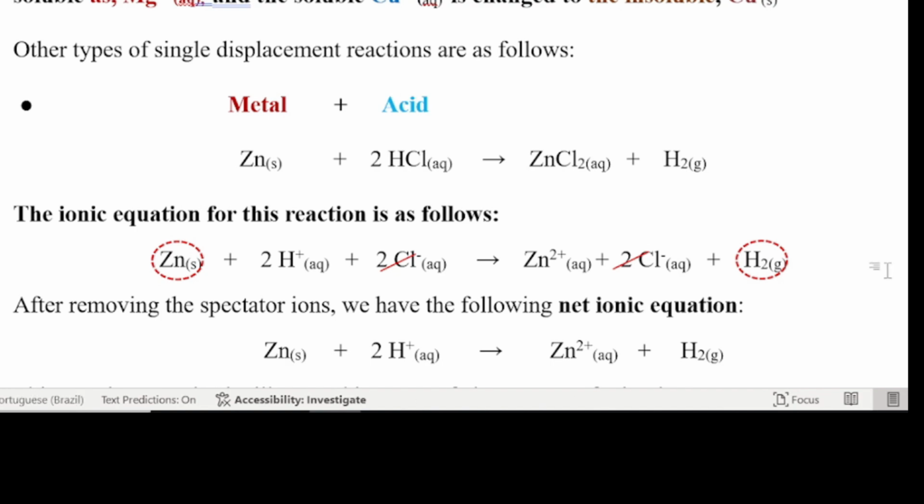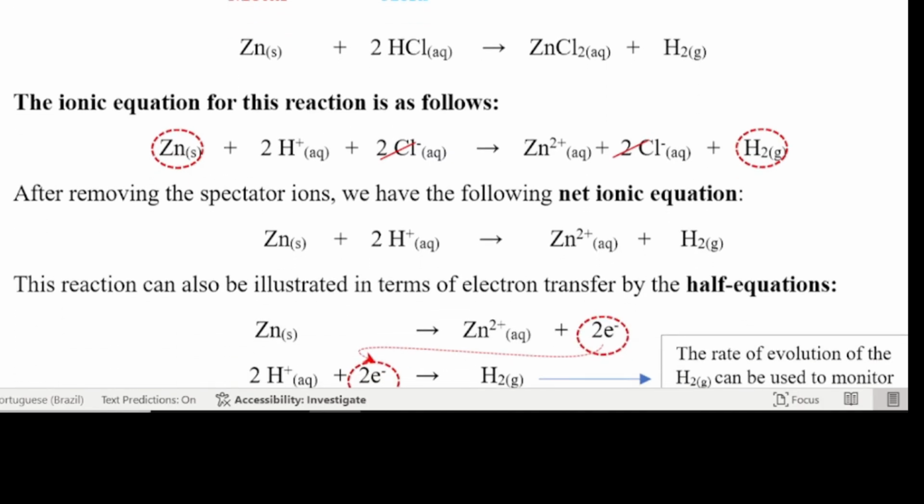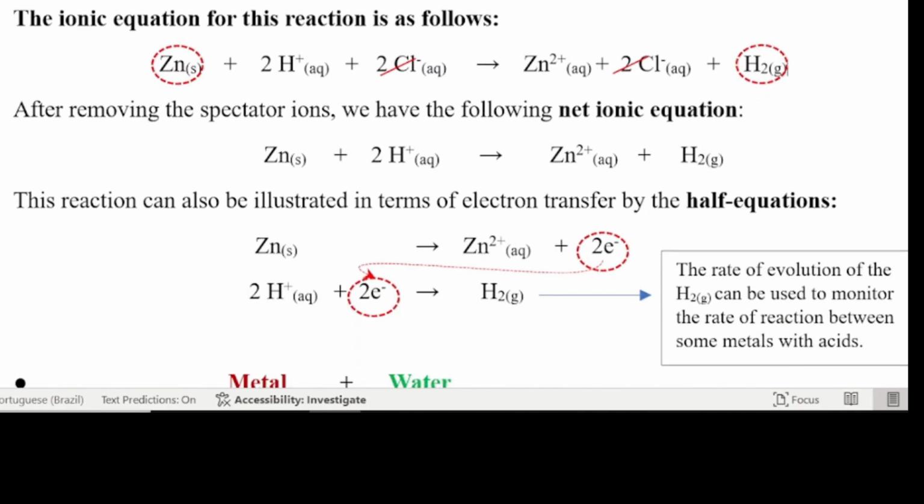Who can predict where the electron is being transferred, from what species to what species? You want to do that? Stop the video and do it yourself. Okay, but I can't stop it. I can't wait too long. Zinc is what is going to lose 2 of its electrons, and then hydrogen will collect those 2 electrons and form this bubble here.